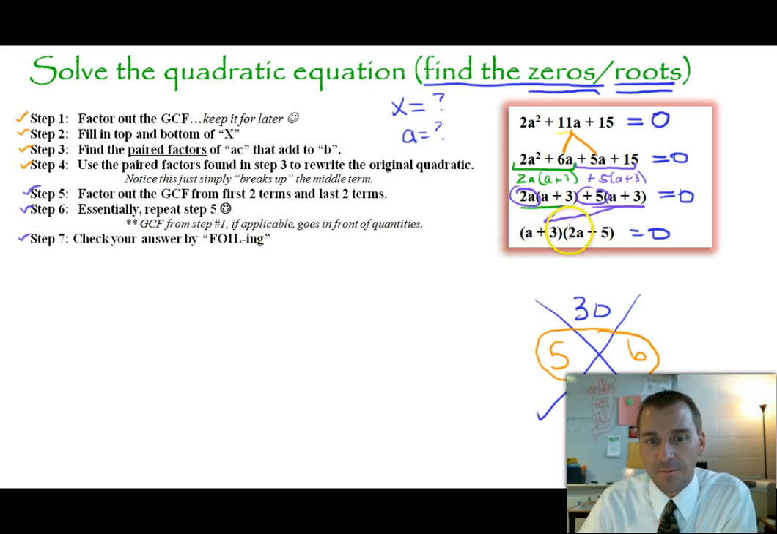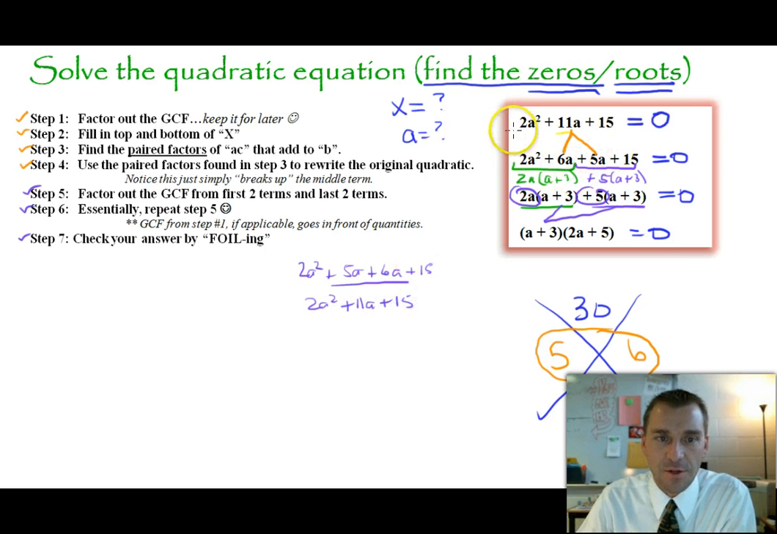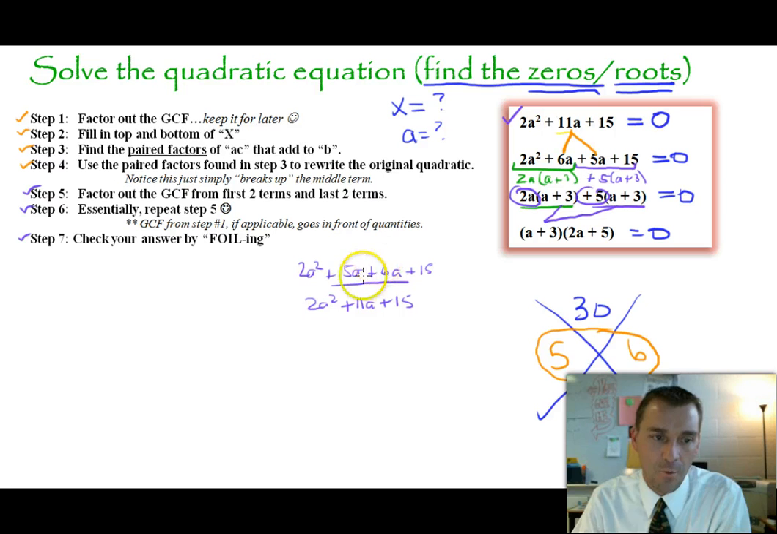We FOIL it. A times 2a gives me 2a squared. A times 5, the outsides, gives me 5a. The insides gives me 6a. And the last ones give me 15. When I combine like terms, I get plus 11a, plus 15, and check, baby, 1, 2, 3, 4. We got what we started with.